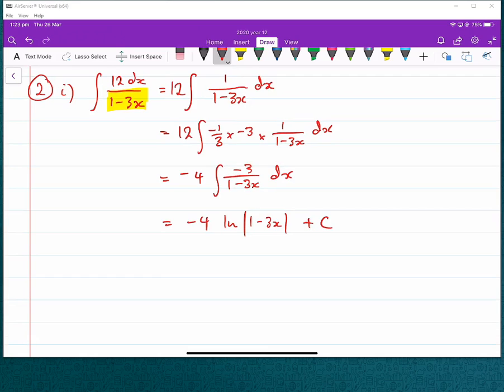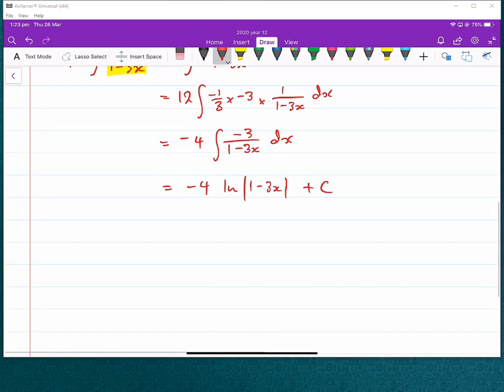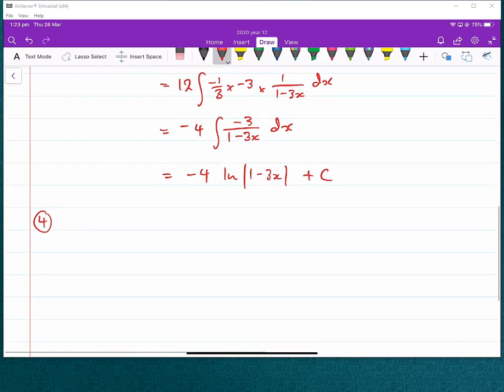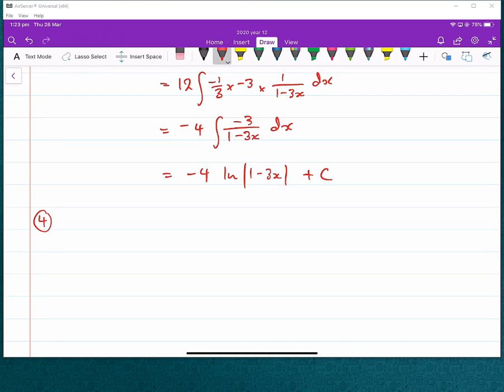I'll move on to a little bit harder. We'll put a definite integral as our next question. Say, question 4f: find the integral between 11 and 0 of 5 over 2x minus 11 dx.